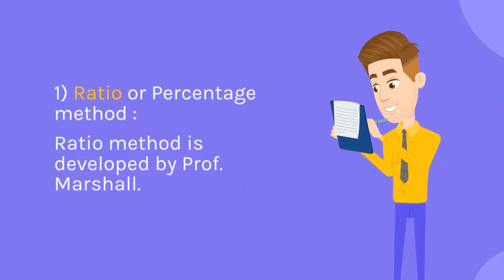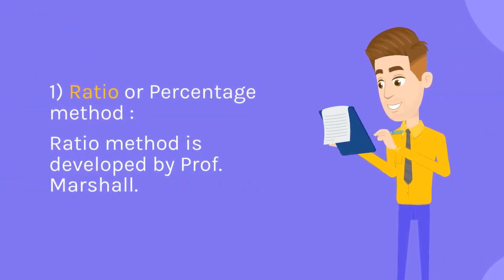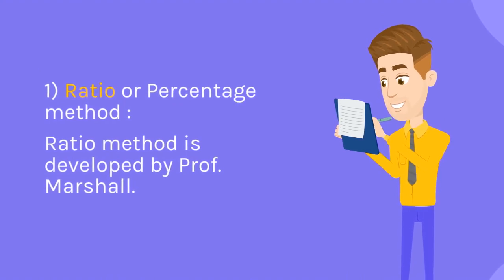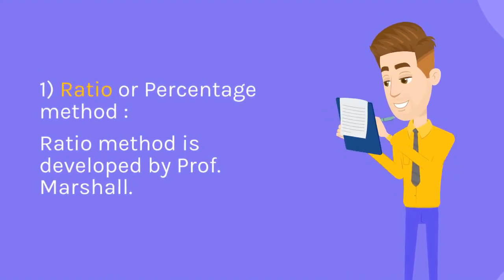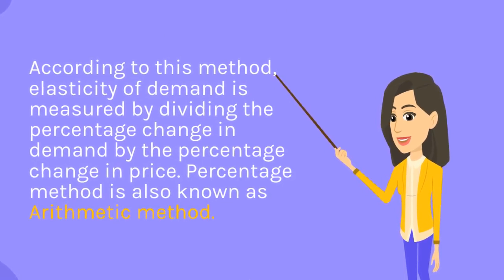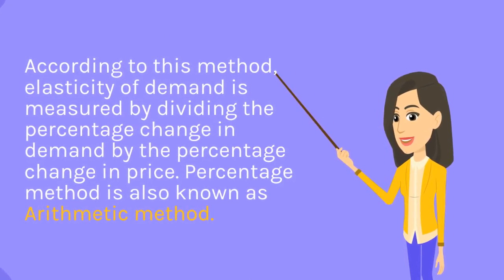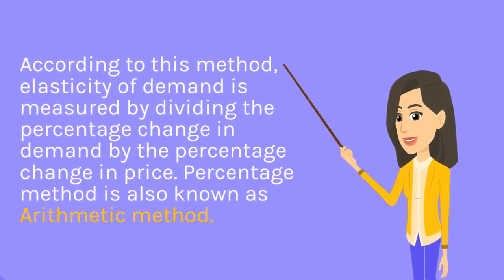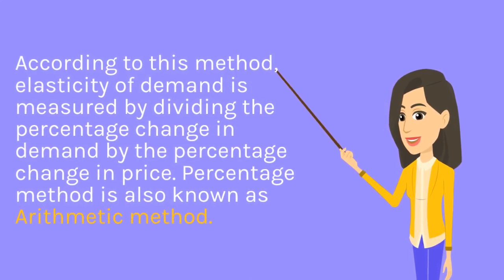1. Ratio or percentage method. Ratio method is developed by Professor Marshall. According to this method, elasticity of demand is measured by dividing the percentage change in demand by the percentage change in price. Percentage method is also known as arithmetic method.